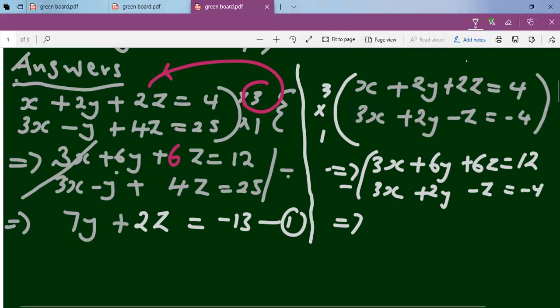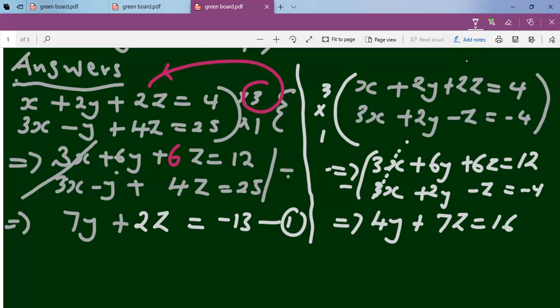This will cancel. So I've got 6y minus 2y, I've got 4y, plus 6z minus z, we have 7z. This is equal to 12 minus 4, we have got 16. Okay, so this is our second equation.